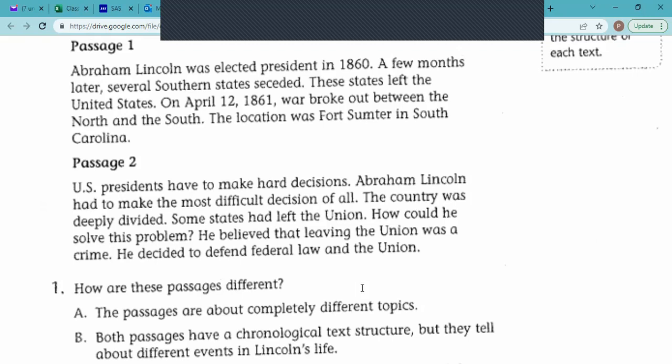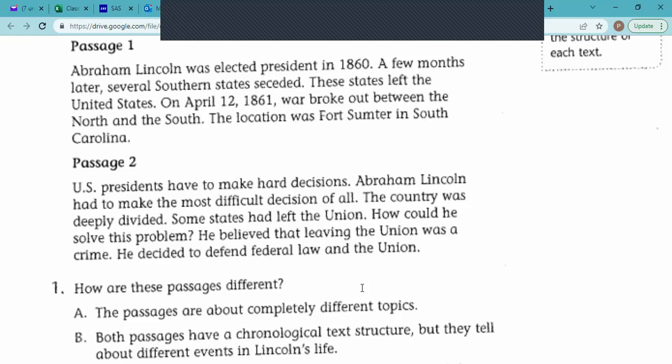All right, passage number 1. Abraham Lincoln was elected president in 1860. A few months later, several southern states seceded. These states left the United States. On April 12, 1861, war broke out between the North and the South. The location was Fort Sumter in South Carolina.